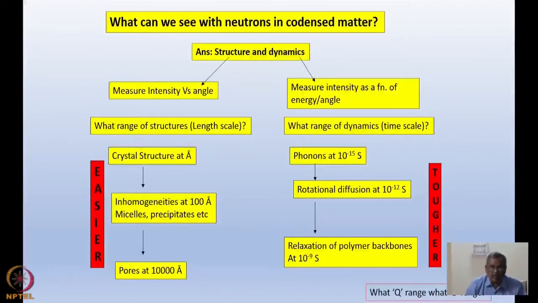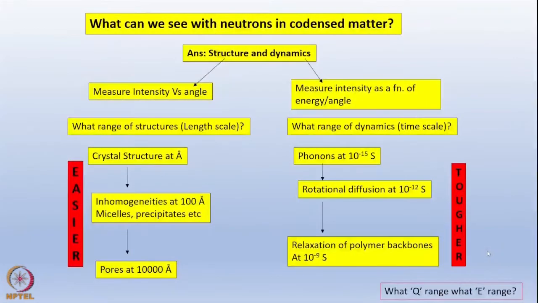So as I said, when I say measure intensity versus angle, what range of structures can we see? We can see crystal structure, that's angstrom. We can see inhomogeneities at typically 100 angstrom. That means we can see things like micelles and precipitates. Sometimes when you are mixing two materials, depending on their miscibility, one might start precipitating in the other. Metallurgists often face this problem.